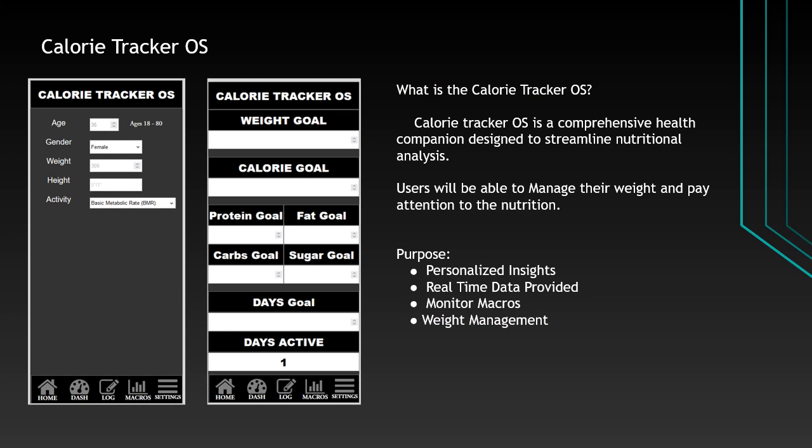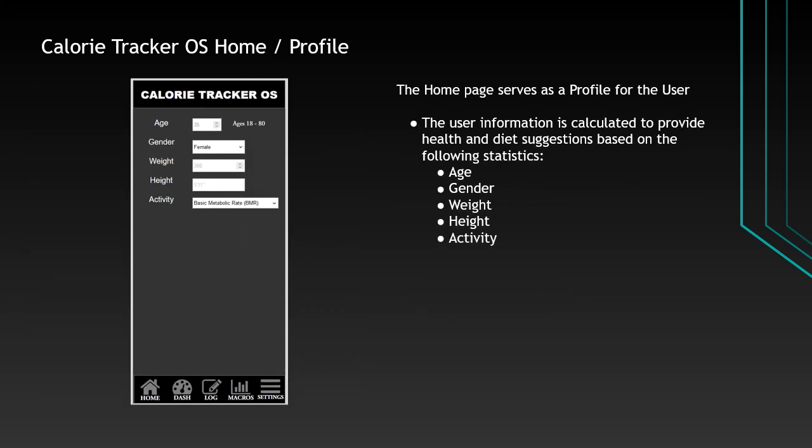settings and such. With the home and profile page, the user is able to create a profile for themselves, and this profile will be used to create calculations to provide health and diet suggestions based on the following statistics: age, gender, weight, height, and activity.